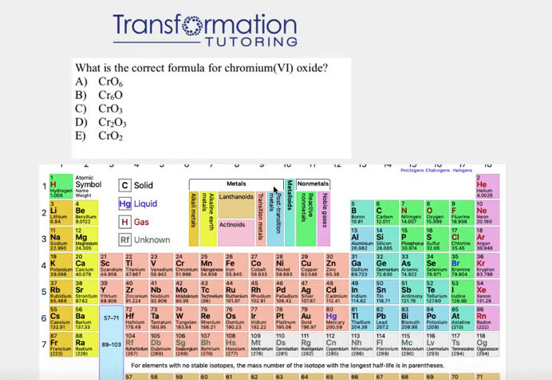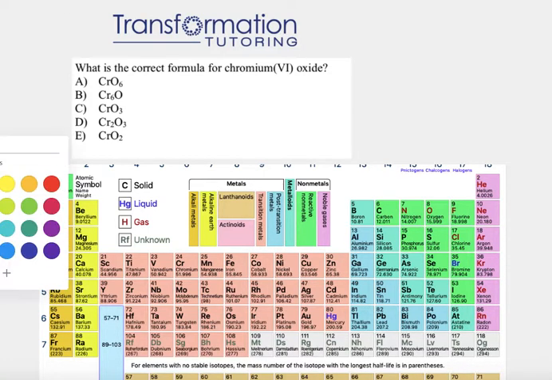What is the correct formula for chromium 4 oxide? First of all, we have to realize that what we're dealing with is an ionic compound. The reason it's ionic is because it contains a metal and a non-metal. So we have chromium, which is a metal, and oxide or oxygen, which is a non-metal.